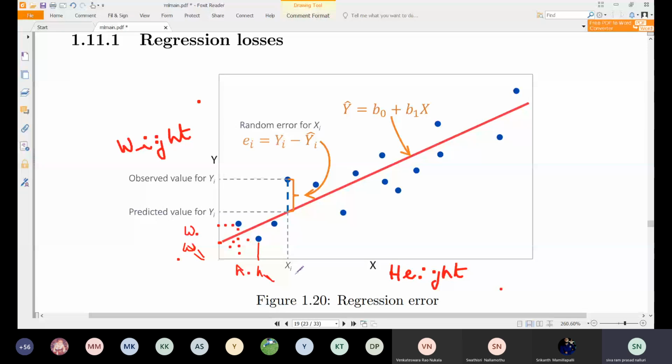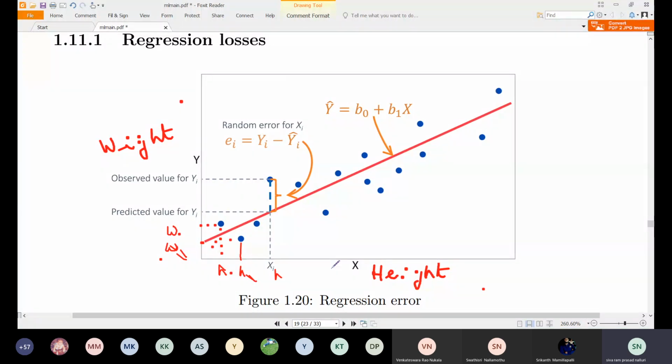So like that, if you consider the ith person, this is the height, and the corresponding weight is this one, yi. Okay, so here the target variable is weight, and the independent variable or the input variable is height. So given the height, you have to predict the weight.